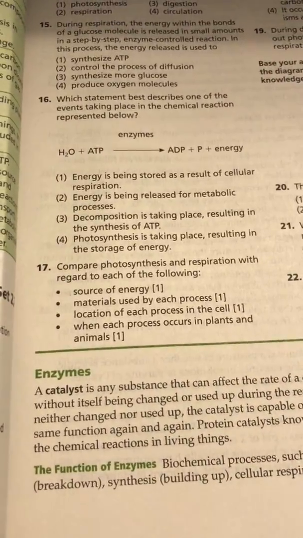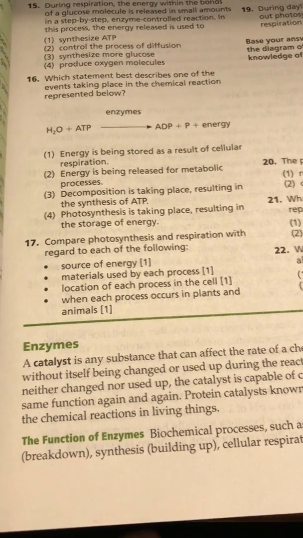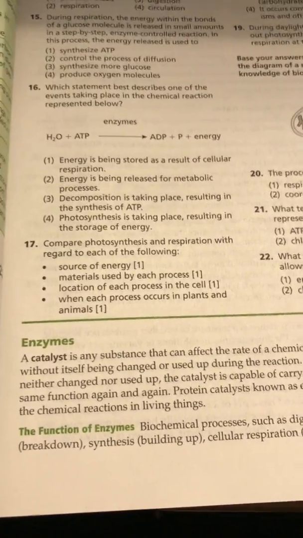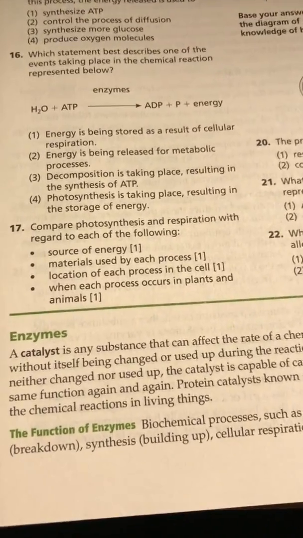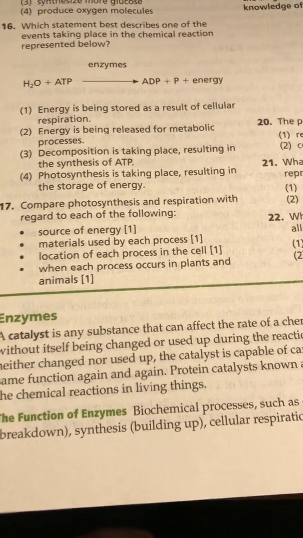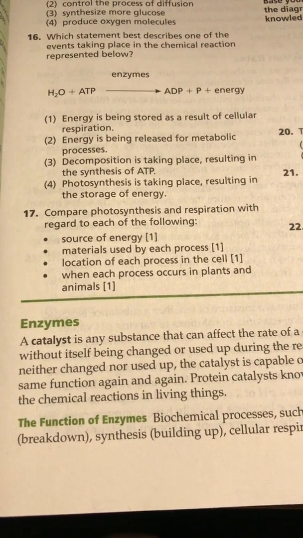Number 16. Which statement best describes one of the events taking place in the chemical reaction represented below? 1. Energy is being stored as a result of cellular respiration. 2. Energy is being released for metabolic processes. 3. Decomposition is taking place resulting in the synthesis of ATP. Or 4. Photosynthesis is taking place resulting in the storage of energy.